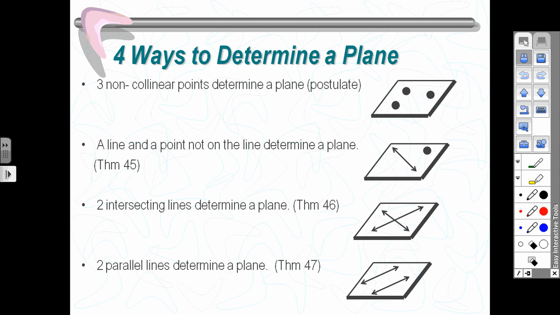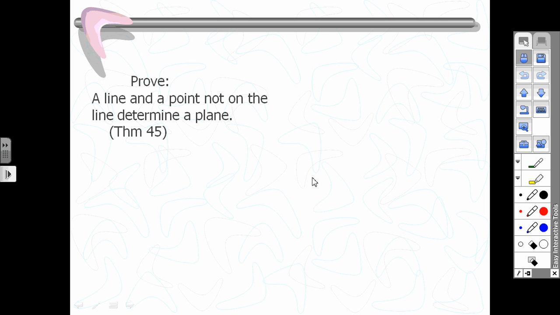So what you're going to be asked to do is to actually prove one of these 3 theorems. And it's all going to come back to this postulate. It is going to be a paragraph proof. It's a little different from what you're used to because they're not giving you the givens and prove this and here's a diagram. You have to supply that yourself. So we're going to prove the first of those 3 theorems: a line and a point not on the line determine a plane.